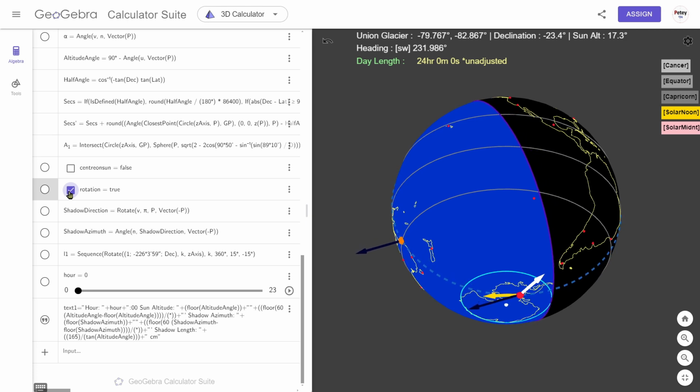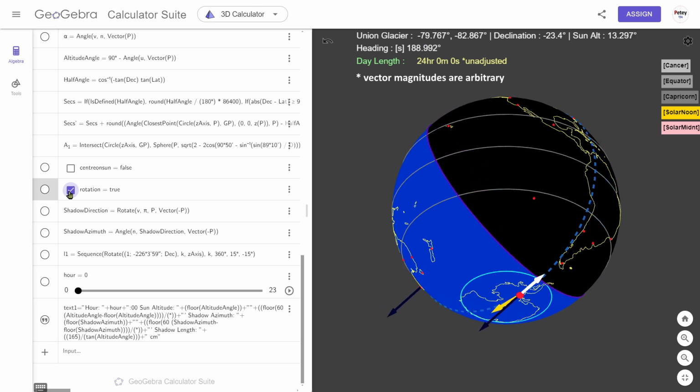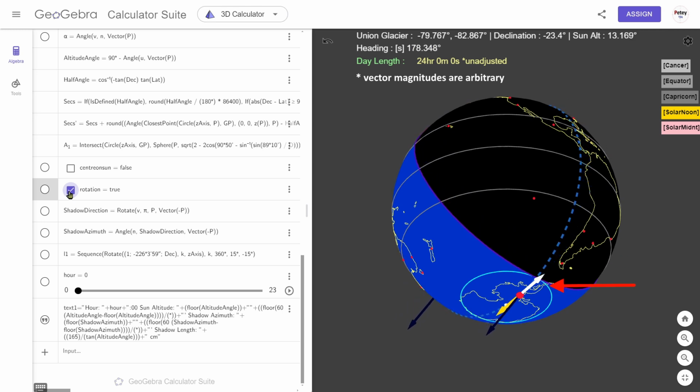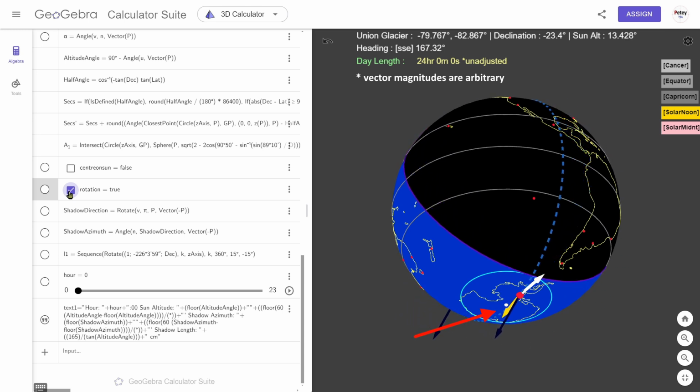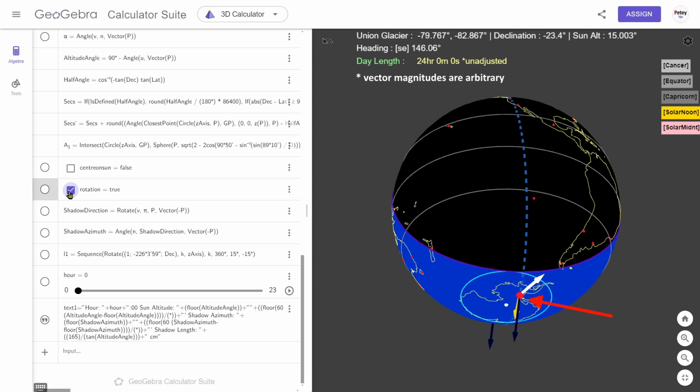In reality, it will vary slightly over the course of the 24 hours, but given that it's close to the solstice, the results won't be affected that much. Looking at the vectors, this white vector always points north, and the yellow vector points in the direction of the sun. When we get GeoGebra to measure the angle between these vectors, that angle will give the sun's heading.